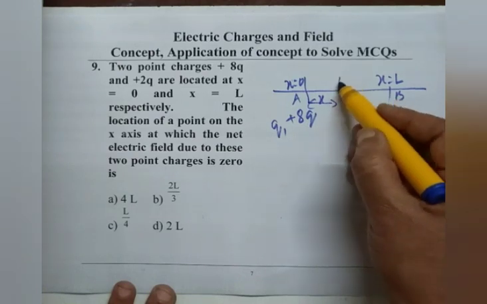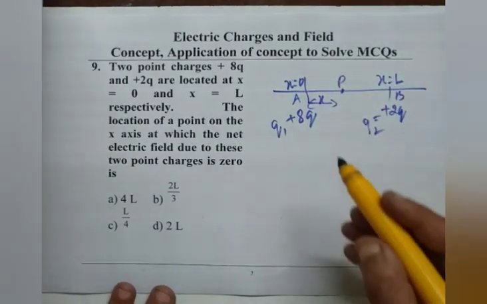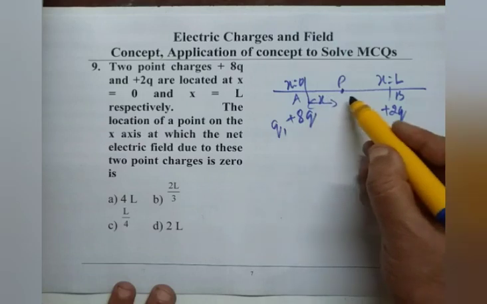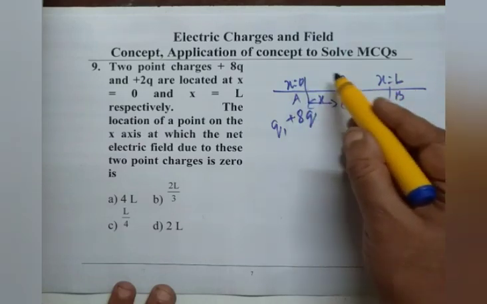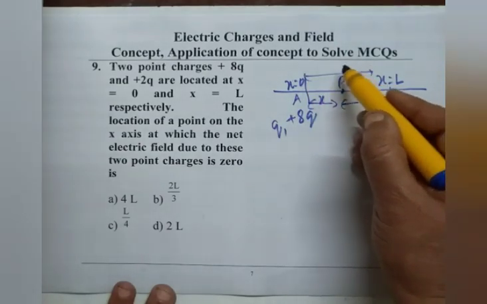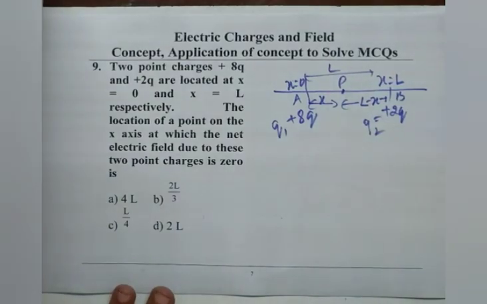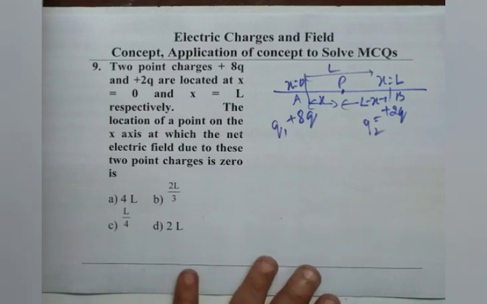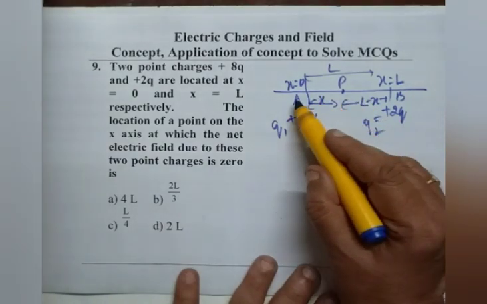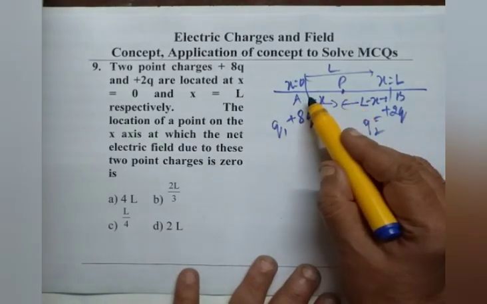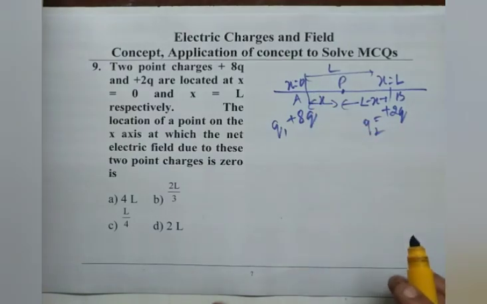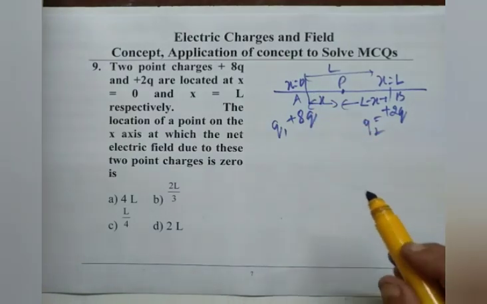Distance of that point where the field is 0 is x from A, and as it is L distance totally from origin to this point, we can write this distance as L minus x. For the null point, field due to B should be cancelled with field due to A. Observe how to write the field vectors, that also we learn now. We just go through it.